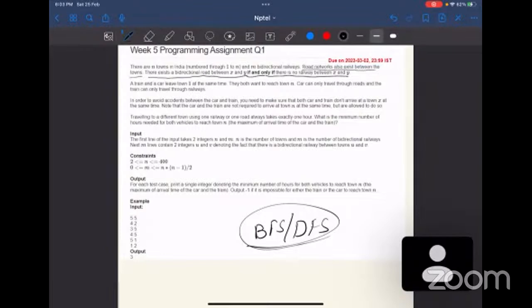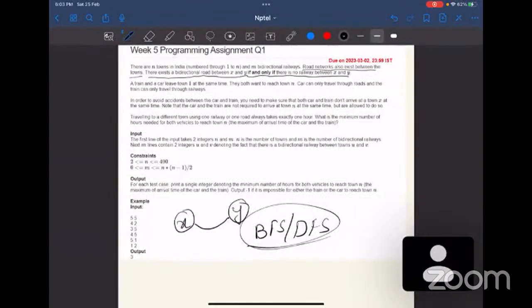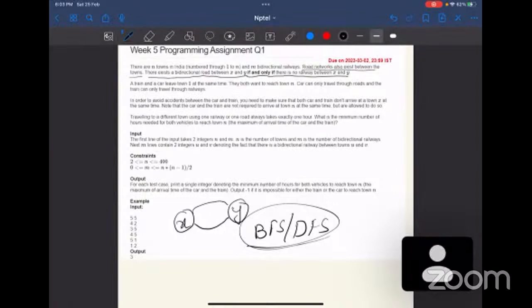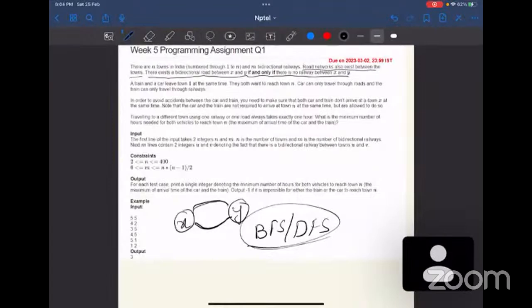So what does this mean? If we have X and Y, then either there will be a road between these two, or there will be a railway between these two. So exactly one of them will be there. Either there will be a railway or there will be a road between these two.